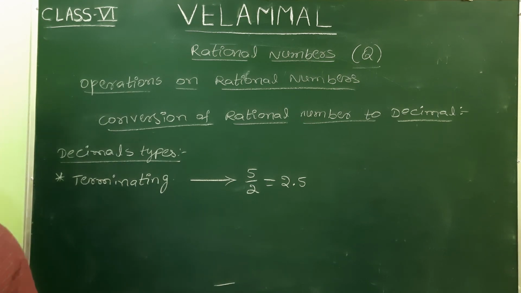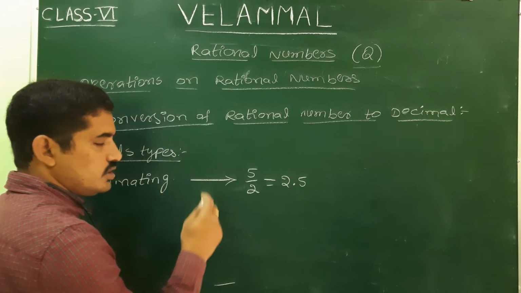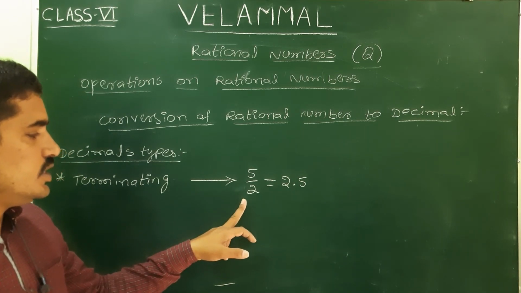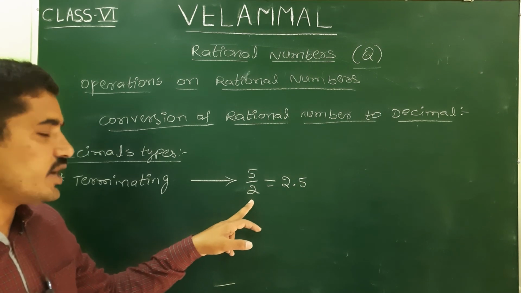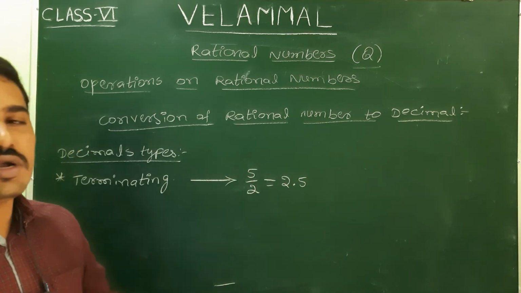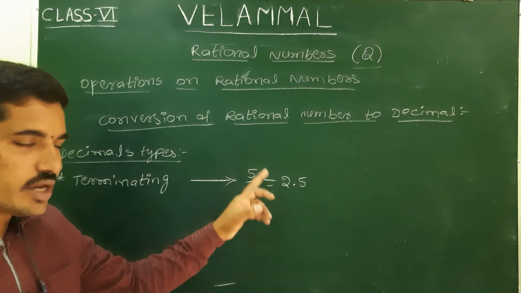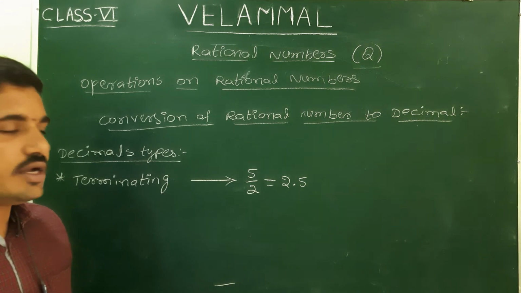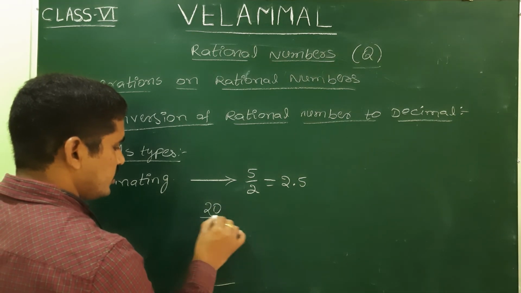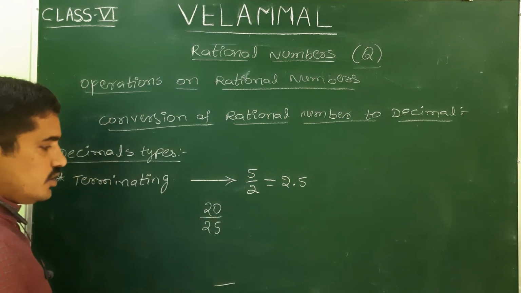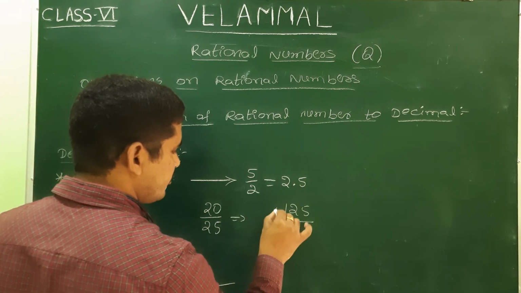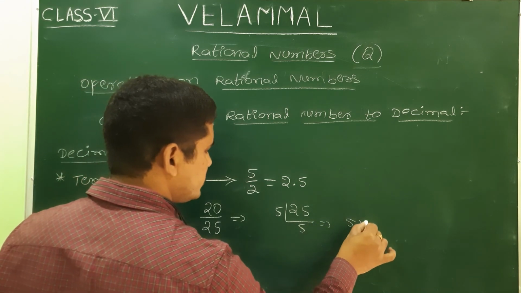For the terminating decimal, any number if you are taking, if the denominator is in the form of prime factors as 2 and 5 only is there, then those all fractions or all the rational numbers are called as the terminating decimal. See, for example, 20 divided by 25 is there. Now 25, if we are doing the prime factorization, then what we will get? 5 5s are 25, so 5 into 5.